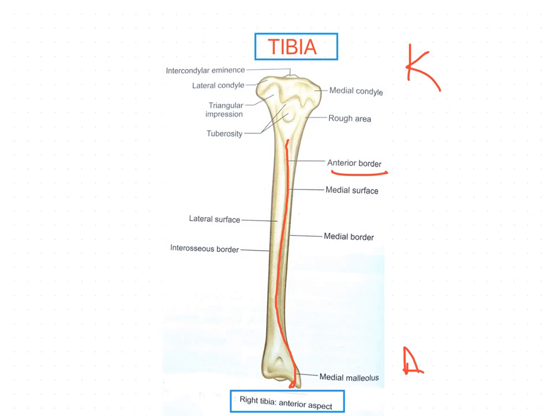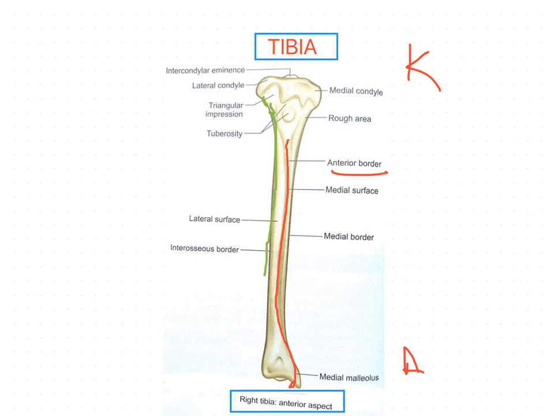lateral border. This is also called the interosseous border. It begins a little below and in front of the articular facet of the fibula. That means below the lateral condyle we can take this. And it descends along the lateral aspect of the shaft.